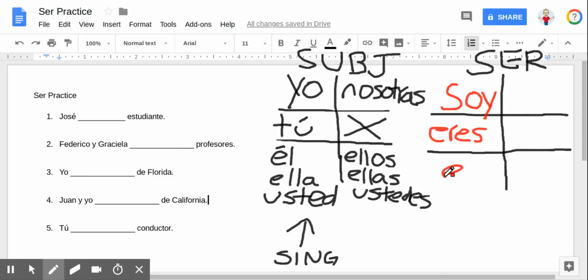The one beneath that is es, and es can mean different things. It can mean he is, she is, or you formal are. The top right, we're going to have we are, which is the word somos. We're just going to skip the next one for now.